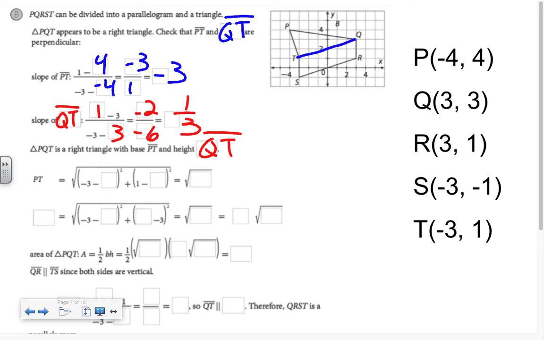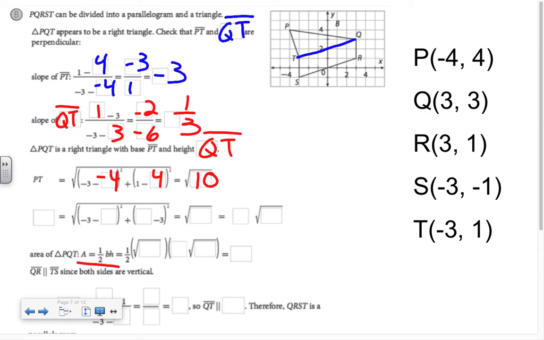So let's find the lengths of those two segments and use them in the formula that they have here. Area of a triangle equals 1/2 base times height. So we're going to find the length of PT, that's negative 3 minus negative 4 quantity squared, plus 1 minus 4 quantity squared. And the first parenthesis, I have 1, squared is 1. Second parenthesis, I have negative 3, squared is 9, 1 plus 9 is 10.